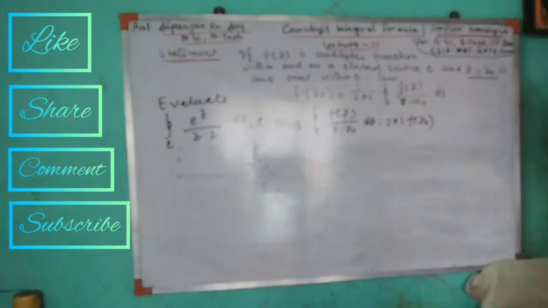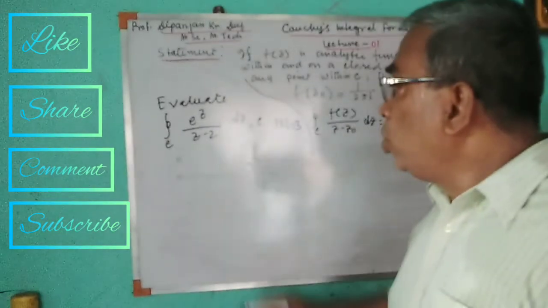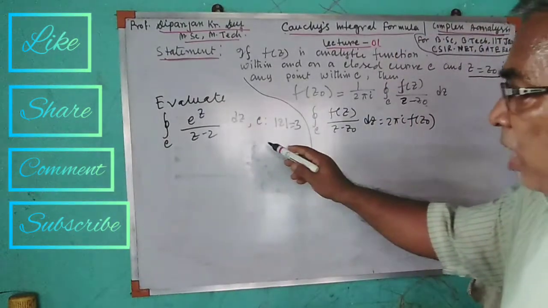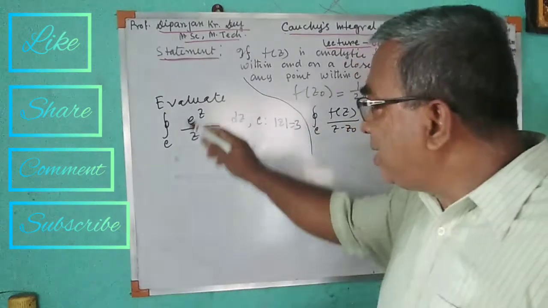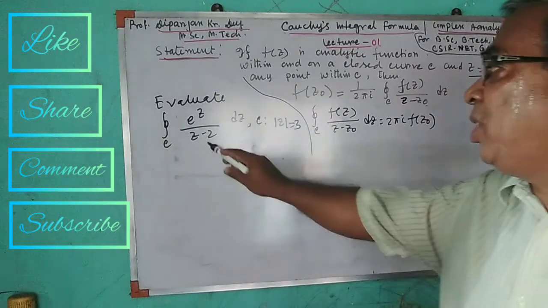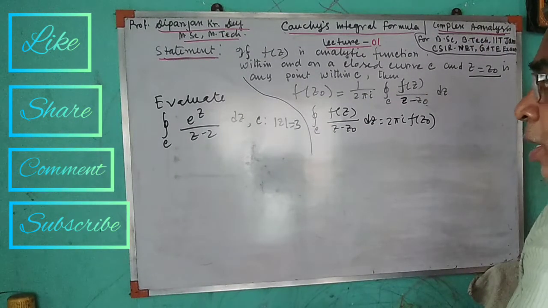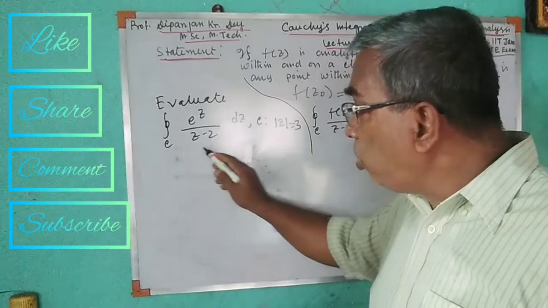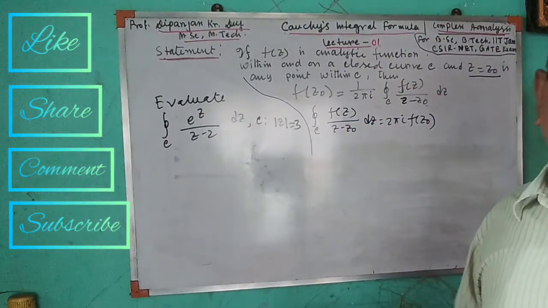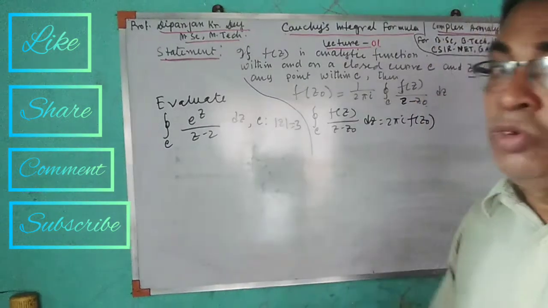This sum, very important sum. Evaluate e to the power z by z minus 2. Now you see, this is a function. If we take this as f(z), then f(z) is not defined when z equals 2. To get the singular point, we have to put the denominator part equal to 0. Then the value of z is known as the singular point.